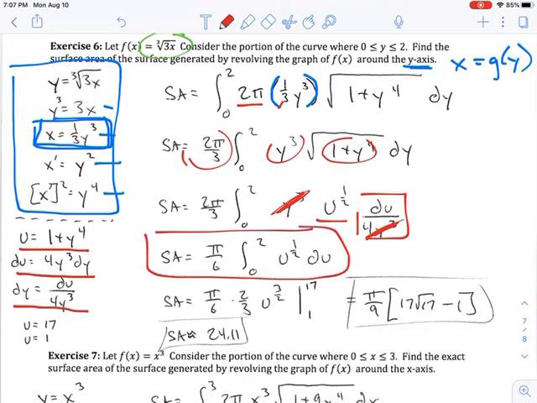And now we can find the antiderivative of u to the 1/2, which is u to the 3/2 times 2/3 times the pi over 6. And we end up with this algebraic answer and this as a numerical answer.